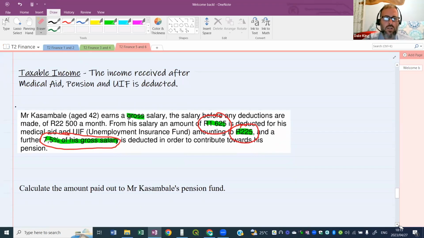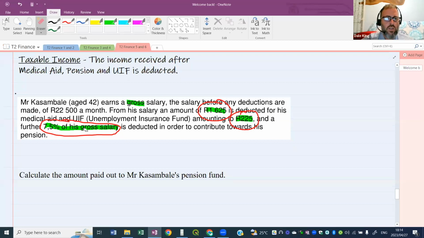Calculate the amount paid to Mr. Kasambale's pension fund. All right, so they want you to do that first. There's no Rand value yet for this pension fund value. So we need to go ahead and start working that out now. We need to work out his pension fund, which is 7.5% of his gross salary. Can you guys quickly do that? And then we can move on to the next question. So please work out what is the pension fund value? It's 7.5% of his gross salary, and his gross salary is up here. We need 7.5% of that. I'll give you a minute or two.